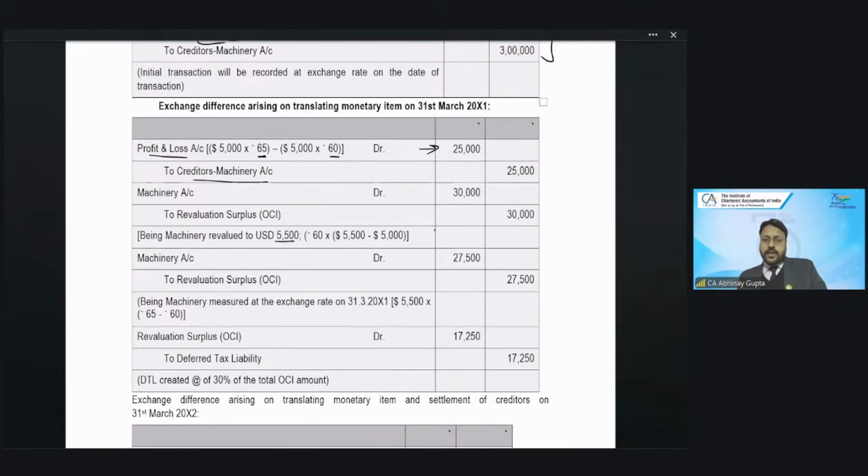So 5,500, the new value, minus $5,000, the old value, into the transaction date exchange rate, 60, correct? So what would be the amount? 30,000. Machinery to revaluation surplus OCI. And again, there is an exchange rate fluctuation as well, right? So 5,500 into 65 minus 60 rupees. So 27,500. So total change in value of the machinery would be 30,000 plus 27,500. Correct?